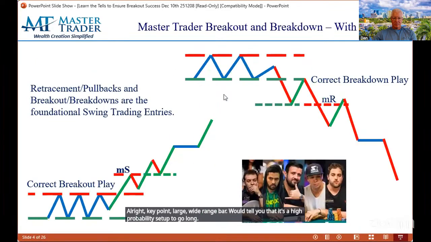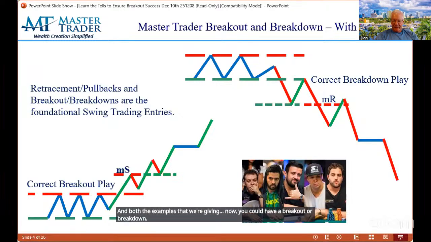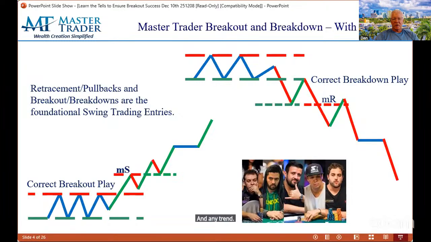This is what we're covering today. Both the examples that we're giving, you could have a breakout or breakdown in any trend. What are the only three possible trends? It's up, down, or sideways.